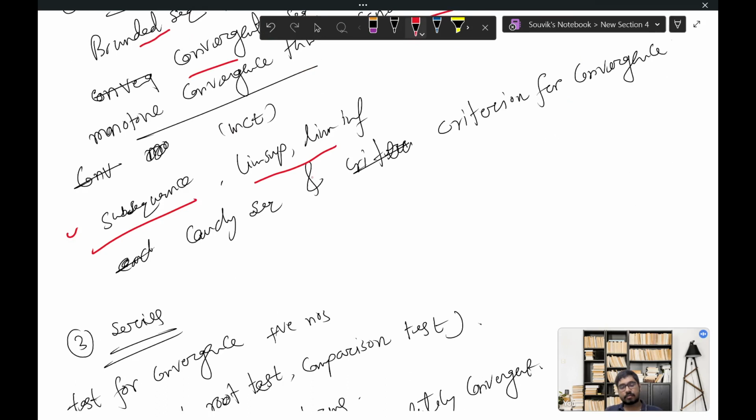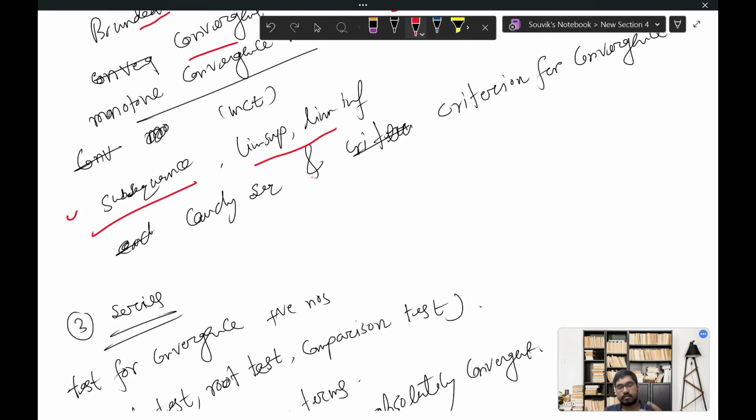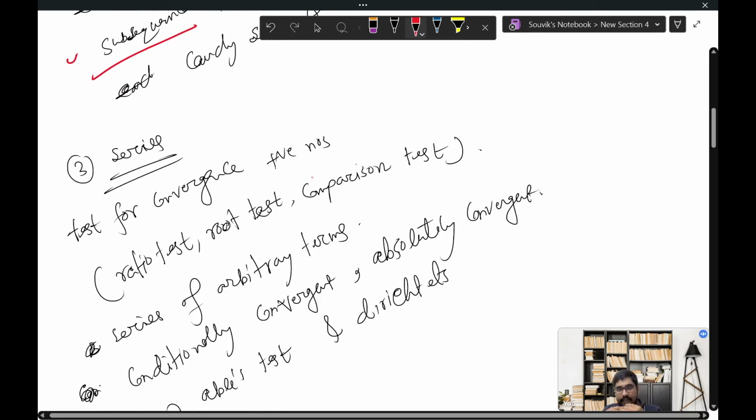Due to subsequences, we have got to know the concept of limit supremum, which is the supremum of limits of all possible subsequences, and limit infimum, the infimum of limits of all possible subsequences. Then Cauchy sequences and the Cauchy criterion for convergence. So these are the very basic things we have got to know in the sequence chapter.